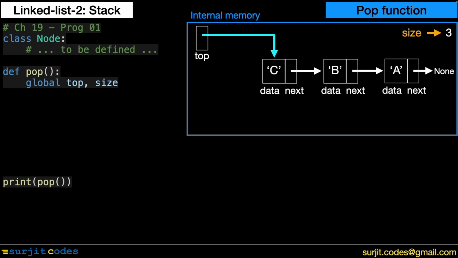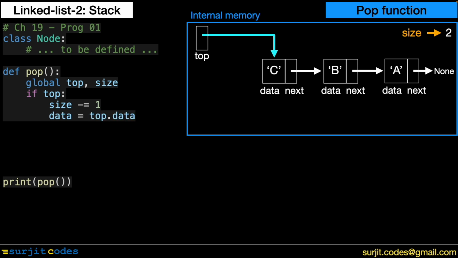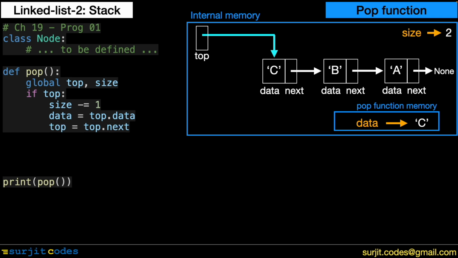The top and size variables are updated within the pop function also. For the current stack, top is not none, so we reduce the size of the stack. We copy the data attribute of top to the local variable named data, which gets the value C. After this, we update top to refer to its next node.